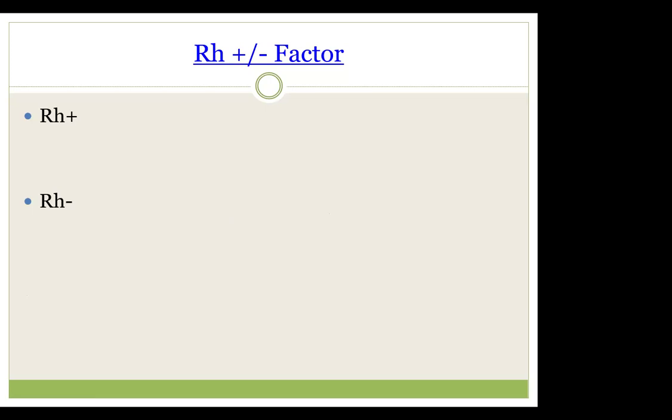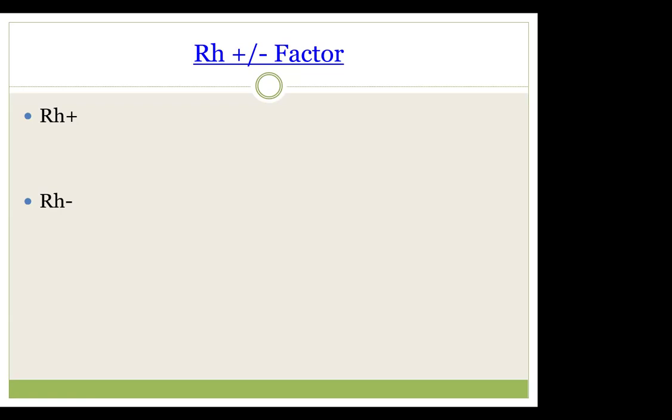Rh positive moms means the mom already has the protein, and whether the baby is positive or negative doesn't matter. My blood type is B positive. I am type B, and I have a positive rhesus factor in my blood. So it really didn't matter what blood type my kids were.